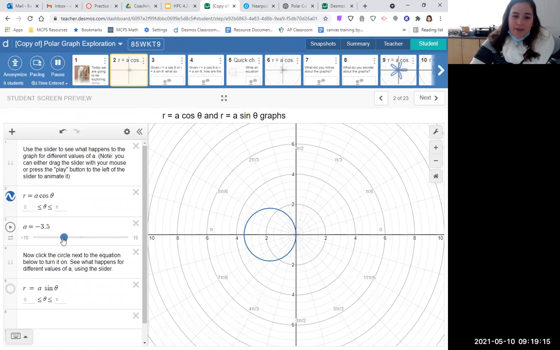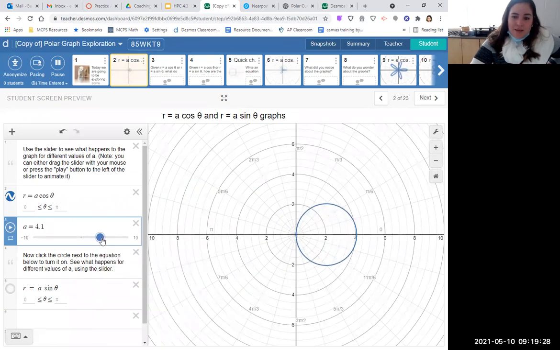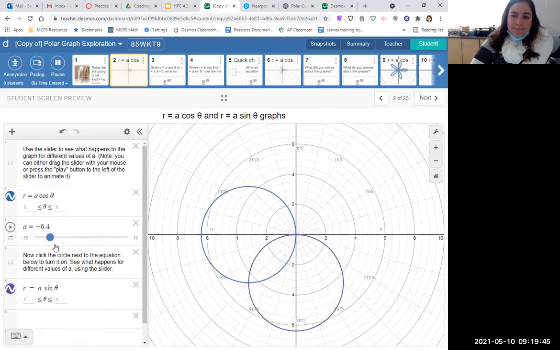Here is our slider, right? So we can make A very, very small. We can make A very, very big, right? And just notice what's happening to the graph as you slide A. And then we can click the equation A sine theta, and the slider will affect both of them. So just take a moment to notice what's going on as you play with it.